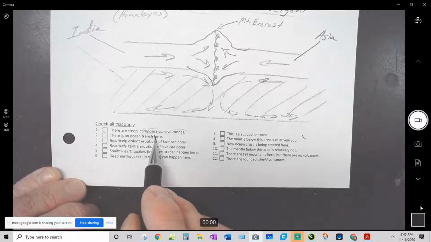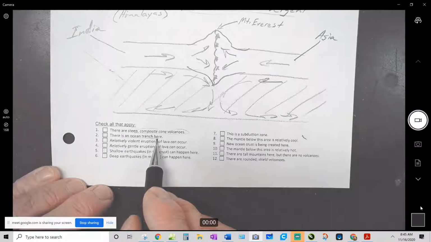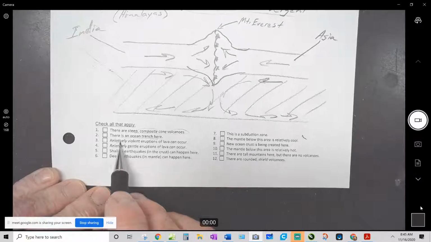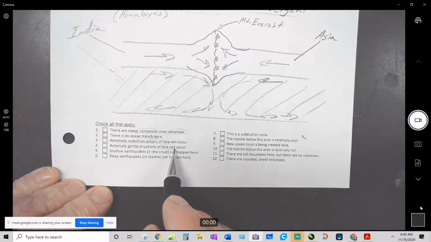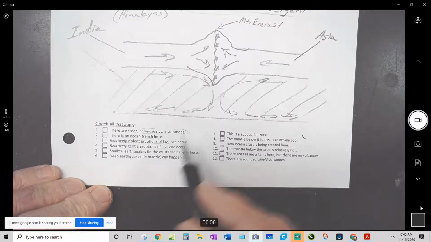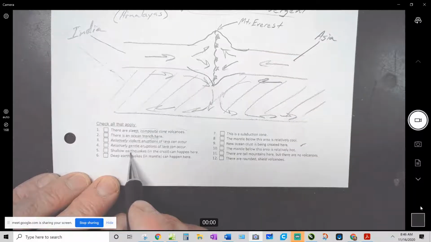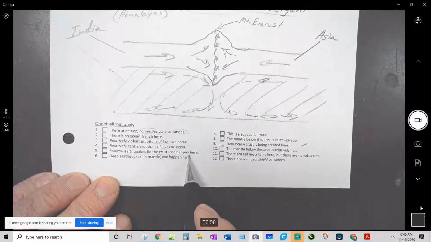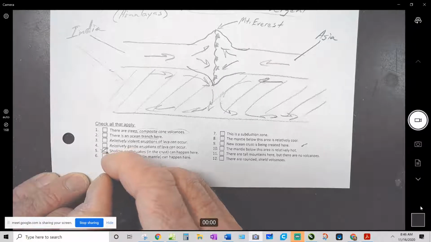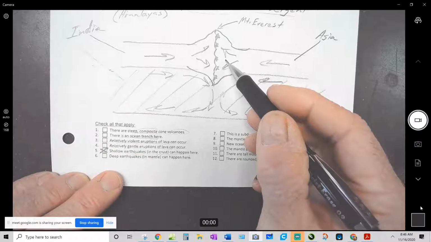How about an ocean trench here? Nope, there's no ocean, so we can't have one of those. And relatively violent eruptions of lava, gentle eruptions of lava, are there any eruptions of lava? No. If you go to Mount Everest, you don't have to worry about lava. It's not an issue. Shallow earthquakes in the crust can happen here. What do you think? Remember what I told you? Always, always, always, always. That could happen if there were no Mount Everest at all.